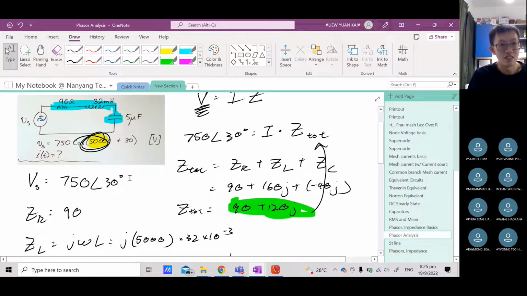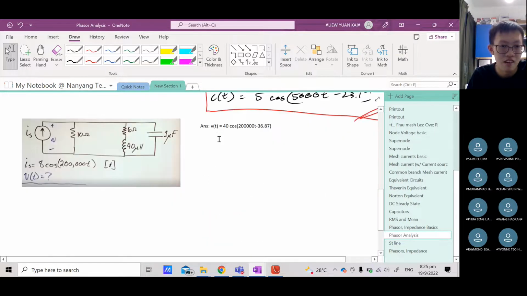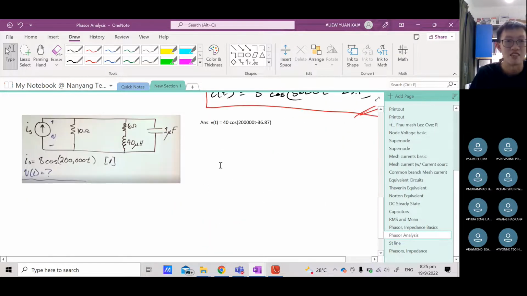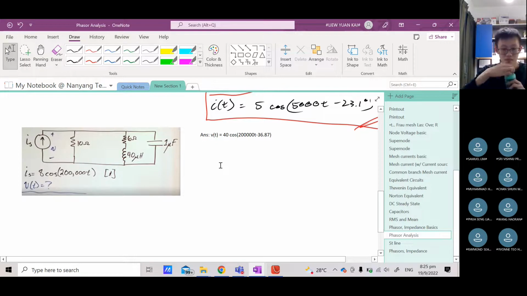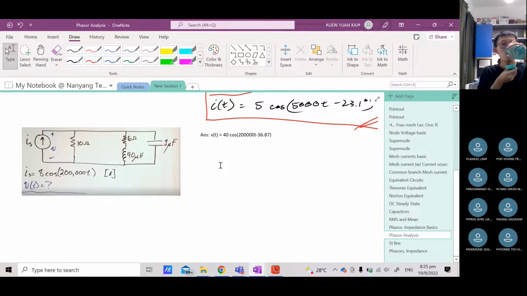Okay, so this is the series arrangement. Let me move on to show you what the parallel arrangement will look like. And again, it's nothing scary. So again, let us use our 3 steps. Number 1, change everything to complex. Number 2, use the familiar formulas. Number 3, change it back to the time domain. In other words, write it back as a cosine function.